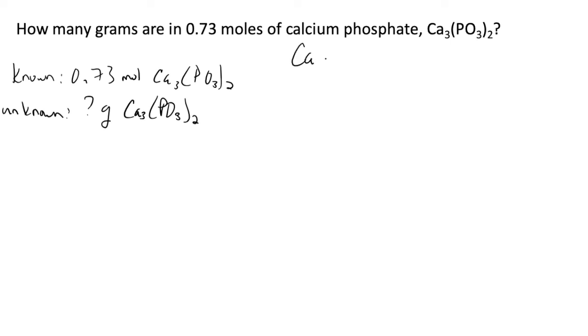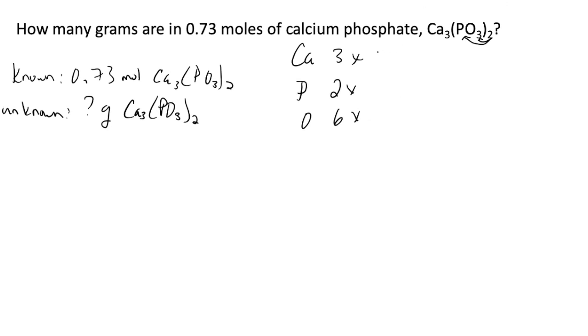So now we have to determine our molar mass. We have 3 calciums. We need to distribute this to each of the elements inside the parentheses. So for our phosphorus, we have 1 times 2, or 2 times 1. That will give us 2 phosphorus. And for our oxygen, we have 2 times 3, which will give us 6 oxygens.